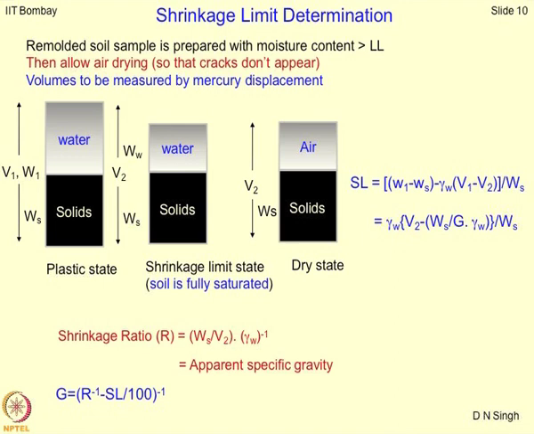Now, what is the significance of this? I can check the specific gravity value of the soil if I know the shrinkage ratio and the shrinkage limit. So, these types of equations are also used for calibrating the methodology which you are using for determining the specific gravity. This term is also defined as apparent specific gravity.